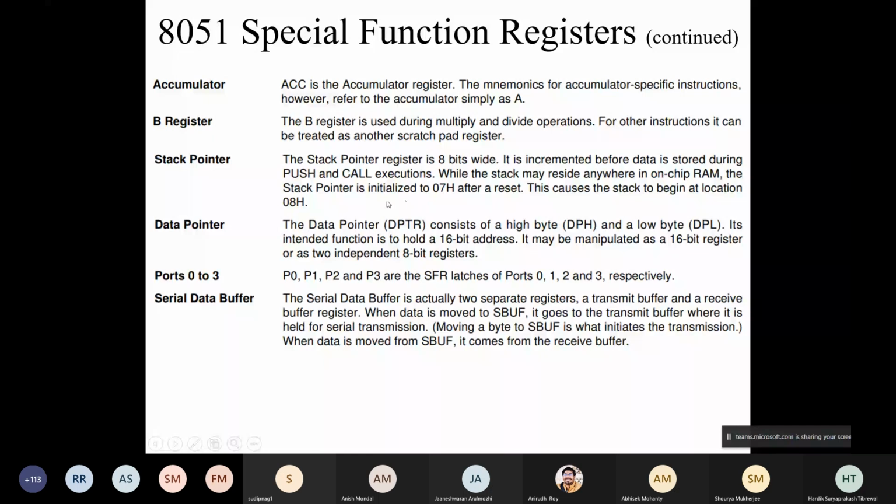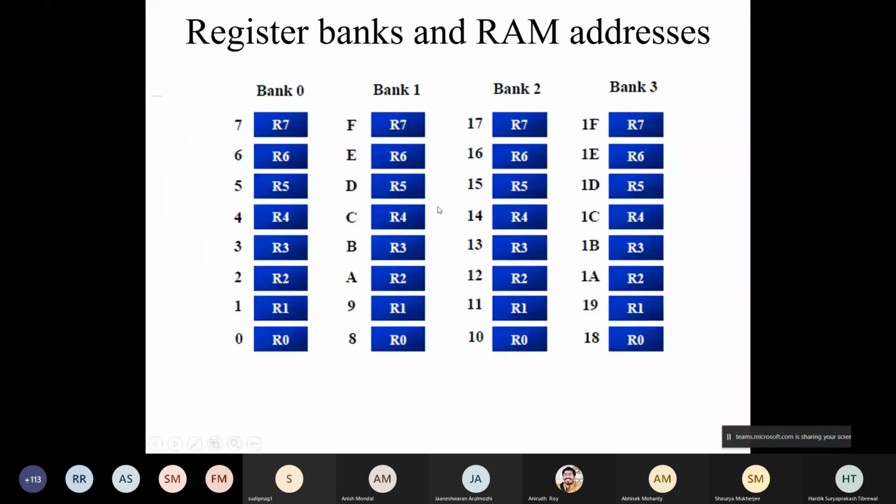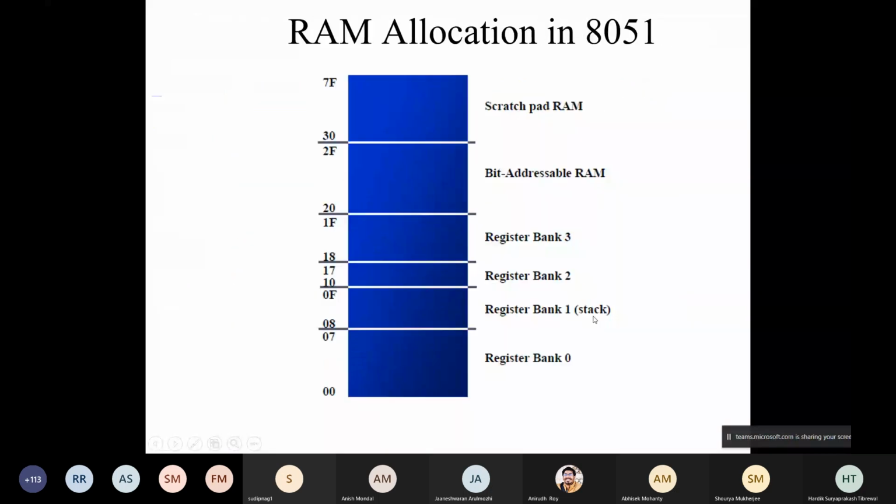So after initialization, that means if you reset the chip, this register is automatically configured at 07H. And that is the reason why this stack is written over here. After reset, the stack pointer actually goes to 07, but the point is the stack pointer stores data on the upper side. So 08 is the first location for the stack memories, and that is why stack is written as register bank 1.